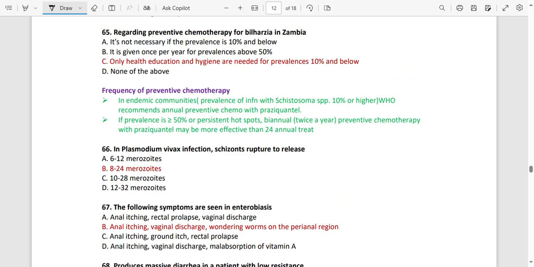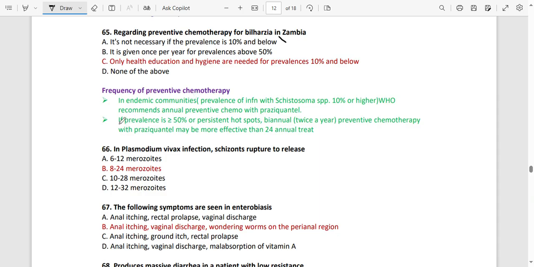In endemic communities, with prevalence of infection with Schistosoma 10% or higher, WHO recommends annual preventive chemo with praziquantel. 10% or higher is supposed to get chemo, but A is saying it's not necessary. So actually B. Oh, actually that option is not there. It's supposed to be 10% or higher.